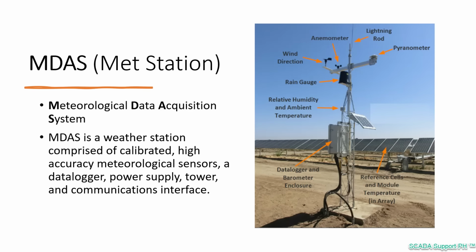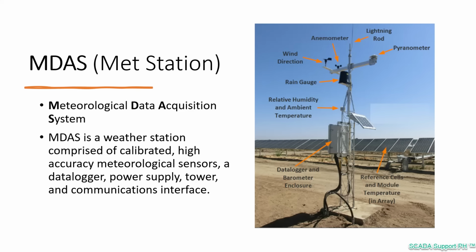In this section, we will discuss the Metstation. Metstation is defined as a meteorological data acquisition system wherein you only need to measure your weather data. These include a pyranometer for measuring global horizontal irradiance. You also have your wind sensor, which includes wind vane and anemometer, rain gauge, ambient temperature, relative humidity sensors, as well as a barometer.